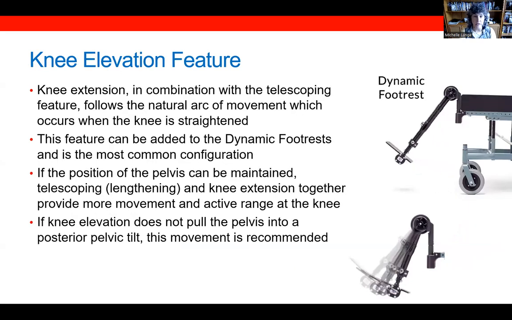Now, if the client can extend at the knee without losing the position of their pelvis, and of course, this is dependent on the seating system as well, correct? Then we would add in to the telescoping movement this knee extension. By combining the extension and this telescoping movement, we are mimicking the natural arc that occurs at the knee during knee extension, and this is our most common configuration.